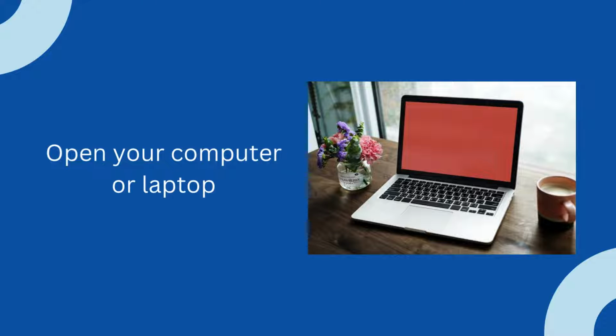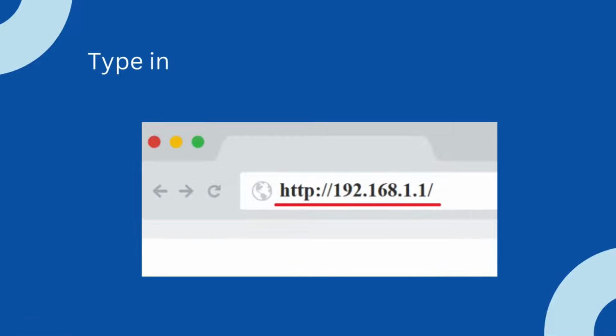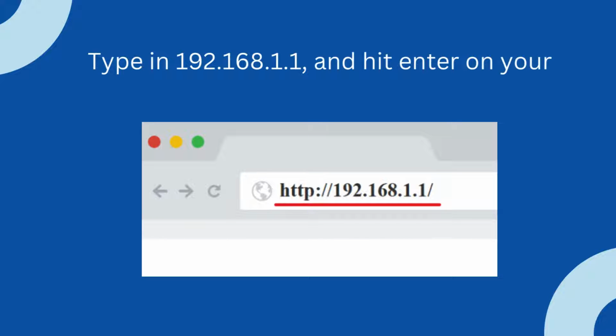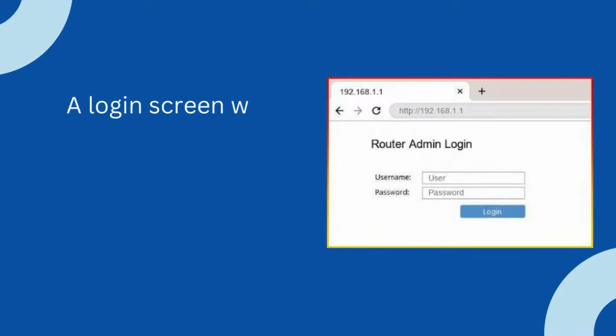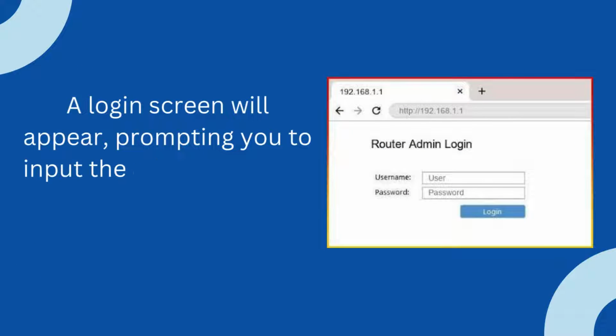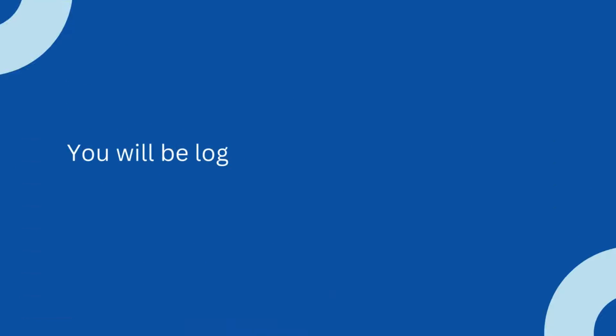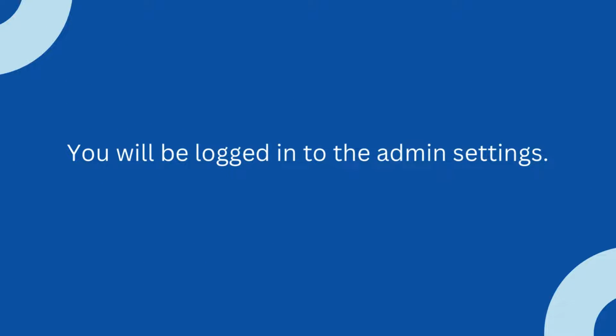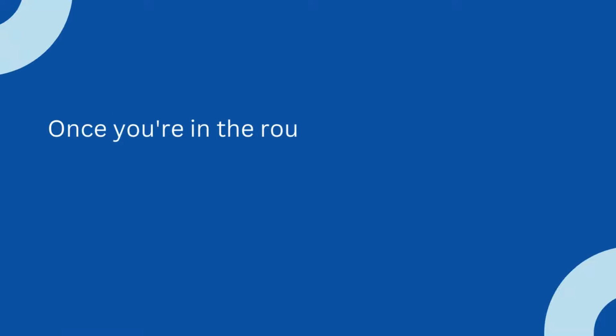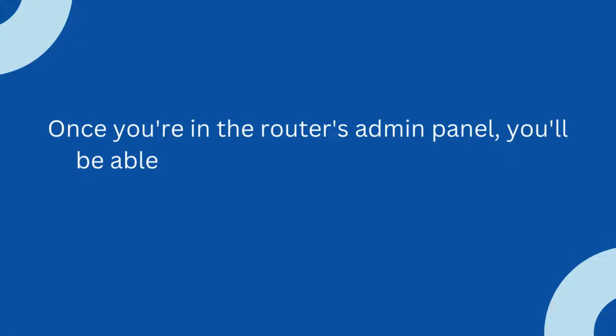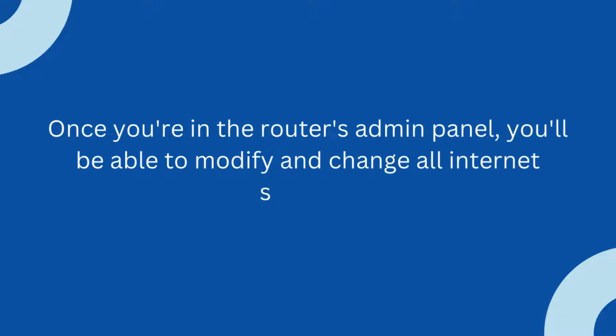Open your computer or laptop. Type in 192.168.1.1 and hit enter on your keyboard. A login screen will appear, prompting you to input the admin login and password combination. You will be logged into the admin settings. Once you're in the router's admin panel, you'll be able to modify and change all internet settings.